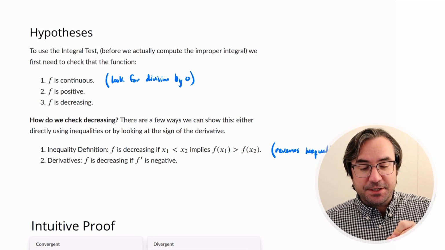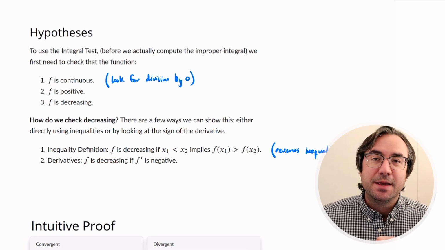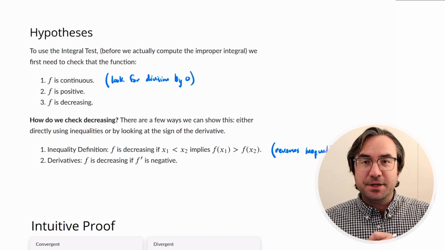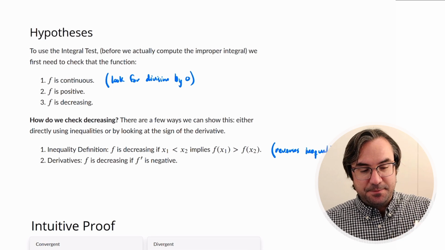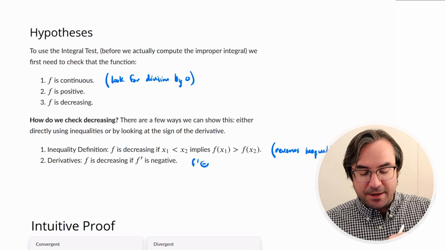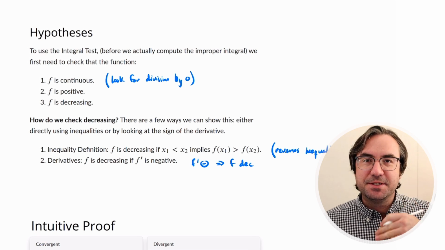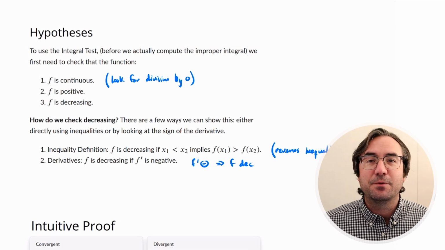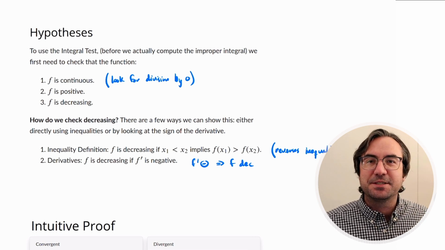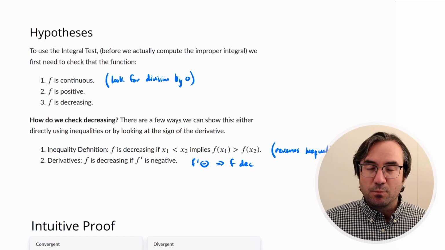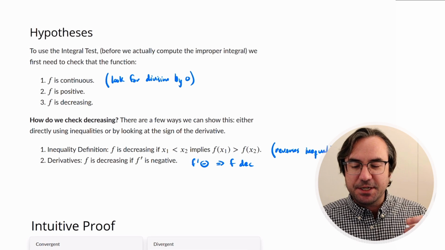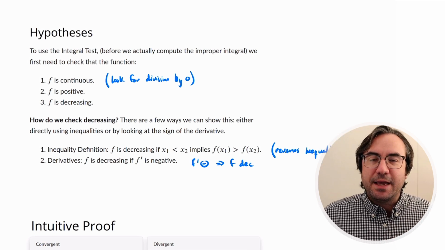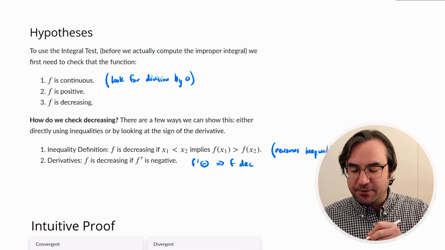Another way to check decreasing, and we did this back in Calc 1, is f is decreasing if f prime is negative. So f prime negative implies f decreasing. So all that business with sign charts and figuring out where f prime is equal to 0 and then splitting up the x-axis, well, we could do that here as well and show that f prime is negative, which means our function's decreasing.